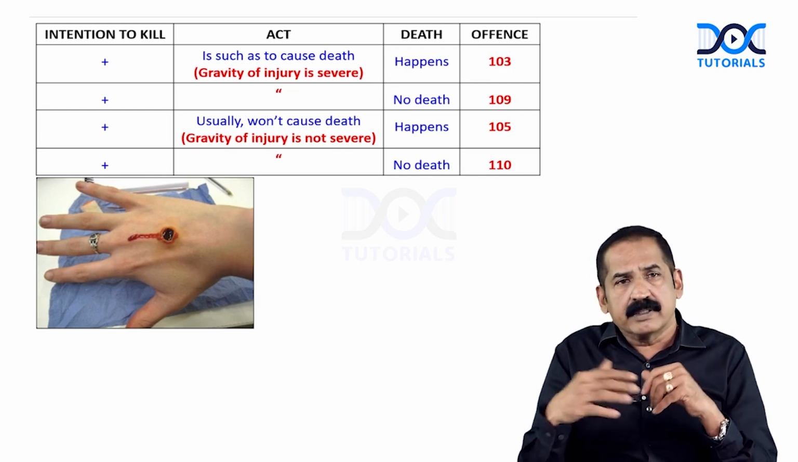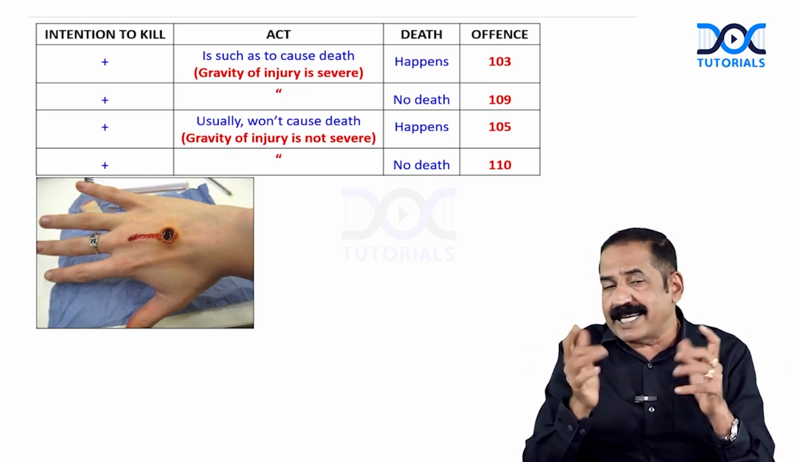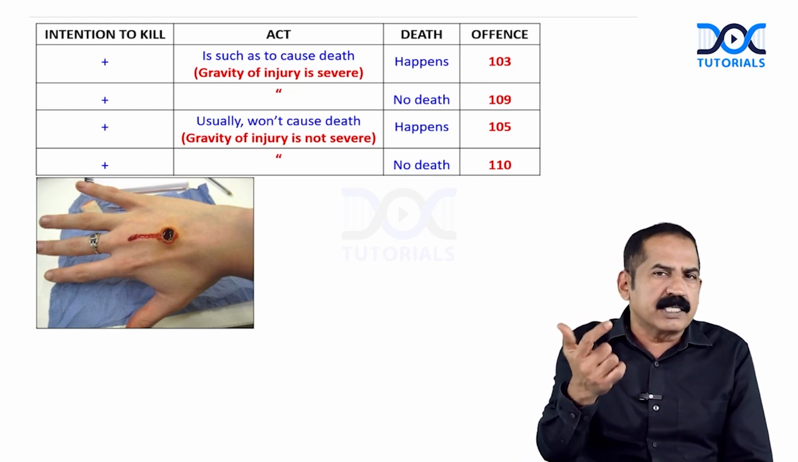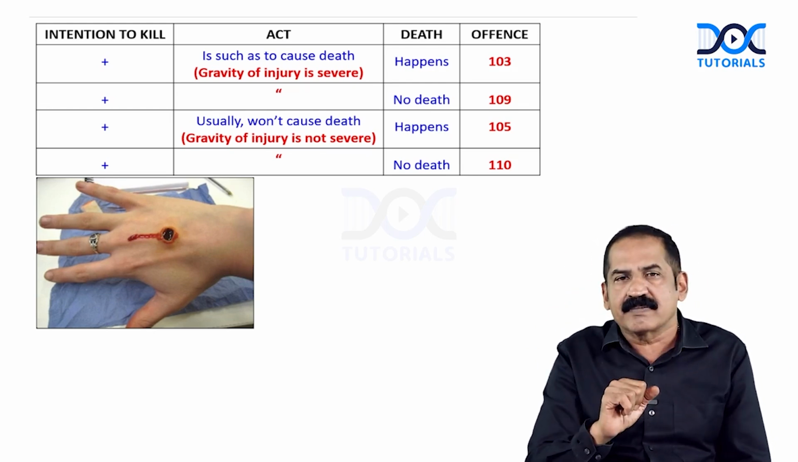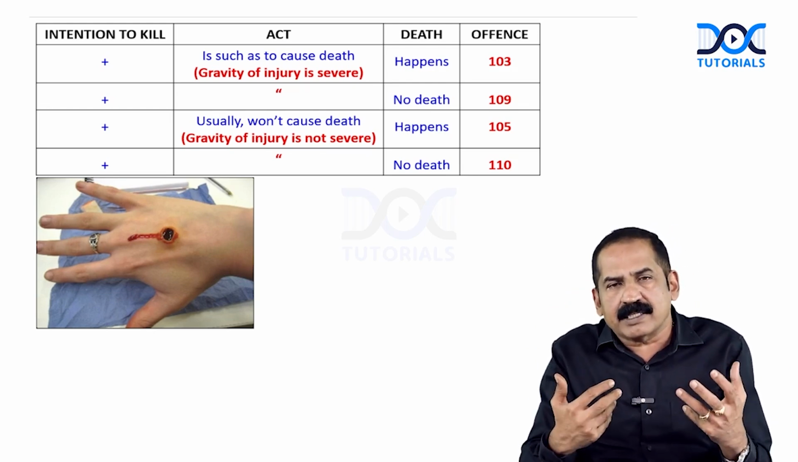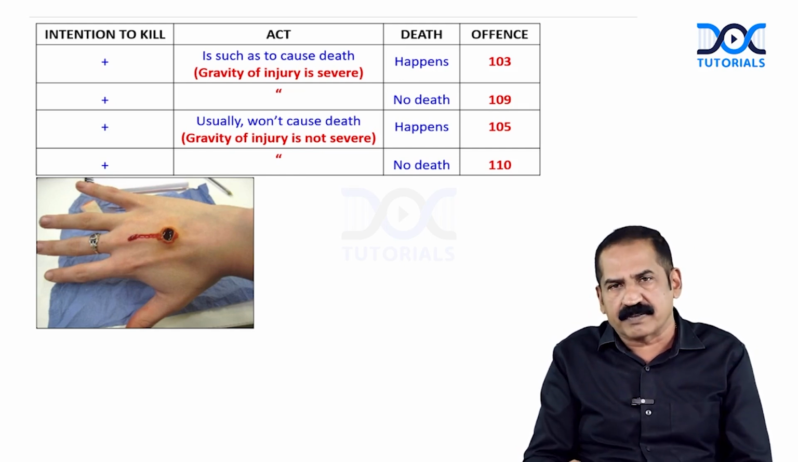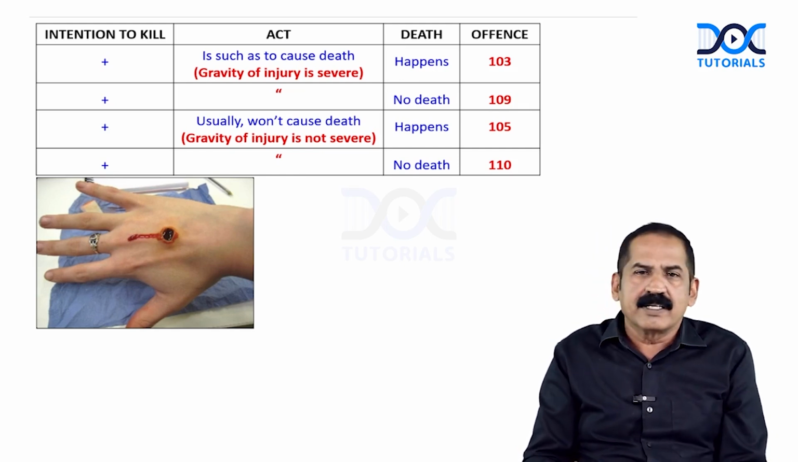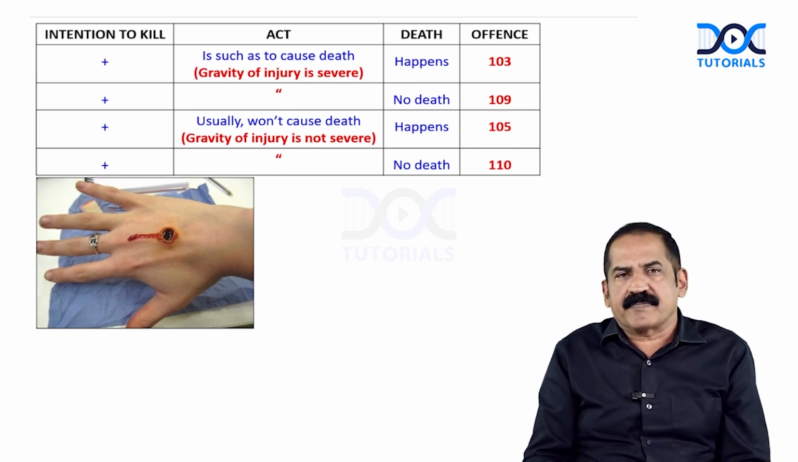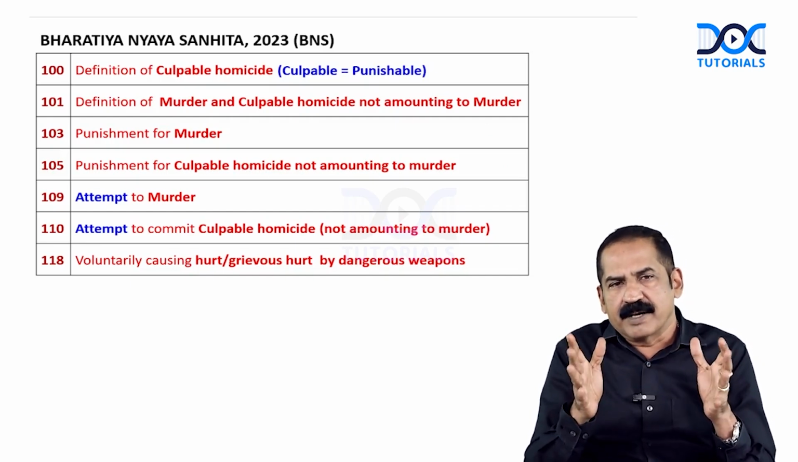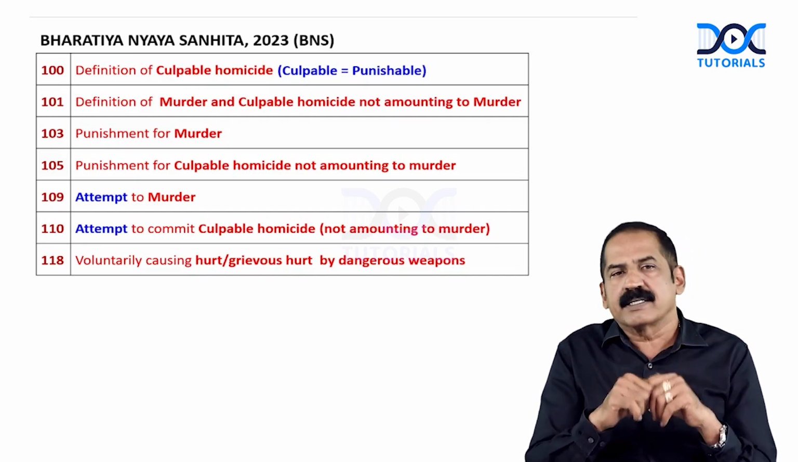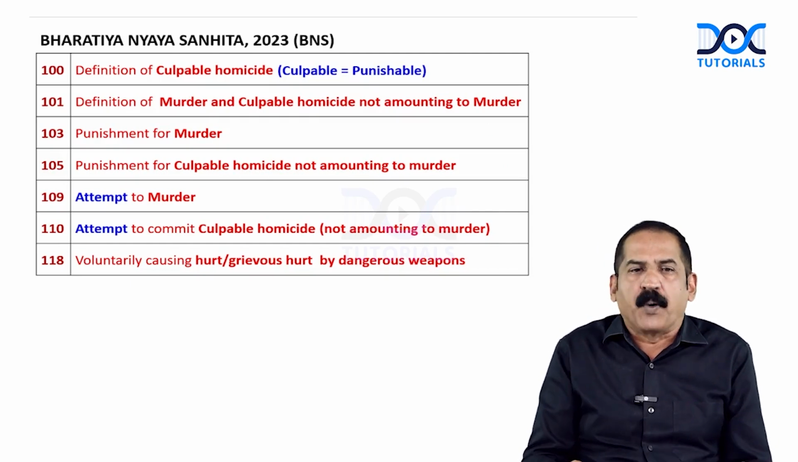For example, I take my gun and shoot at a person with an intention to kill. The bullet just passes next to his head. There is no injury. I can be arrested for attempt to murder. Understood? But it is only for your MCQ purpose. Now, look here. Again, I am showing you basic BNS, what you should know.